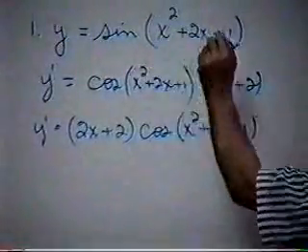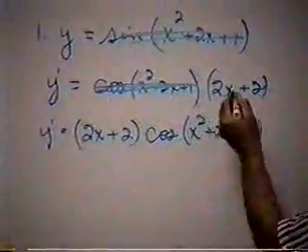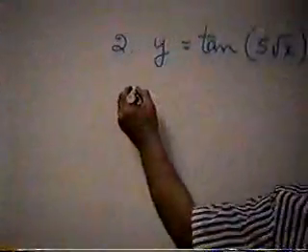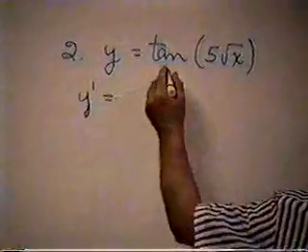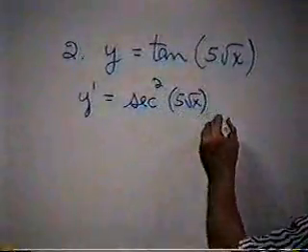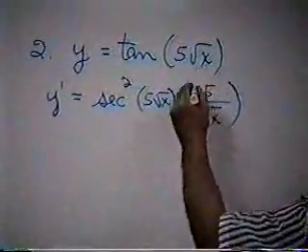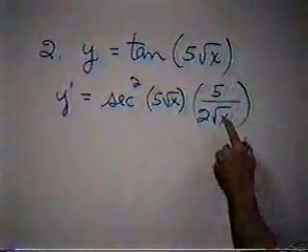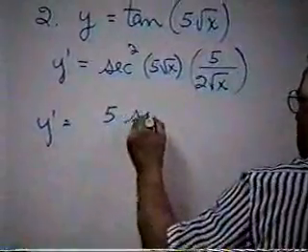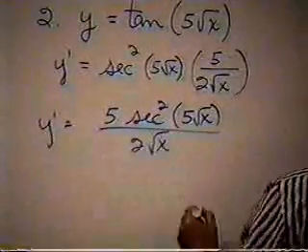What I want you to see though is look, the derivative of sine is cosine. The derivative of sine of all of this is the cosine of all that. Then times the derivative of the angle. All right, next one. Y is equal to tangent. So derivative of y is y prime. Derivative of tangent is secant squared. Then times the derivative of the angle, which is 5 over 2 times the square root of x. The derivative of square root of x is 1 over 2 times the square root of x. So again, you need to learn to rewrite this as all divided by 2 times the square root of x.